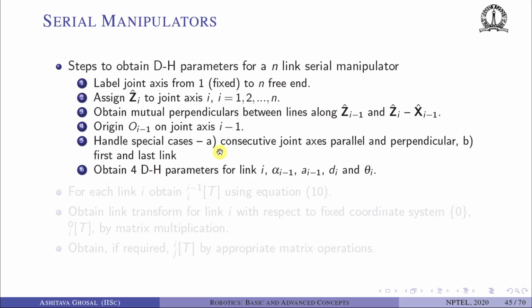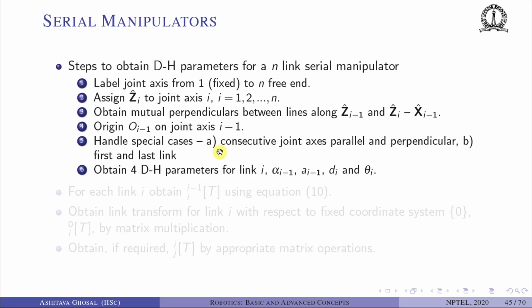Eventually, after these steps, we can obtain the 4 DH parameters for link i, and they are called alpha i minus 1, a i minus 1, di and theta i. So alpha i minus 1 is the twist angle.